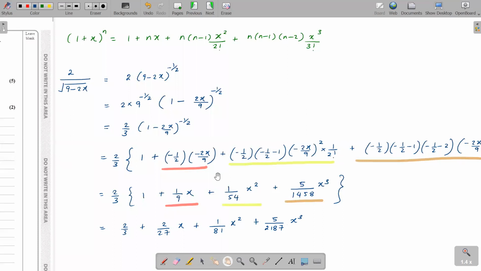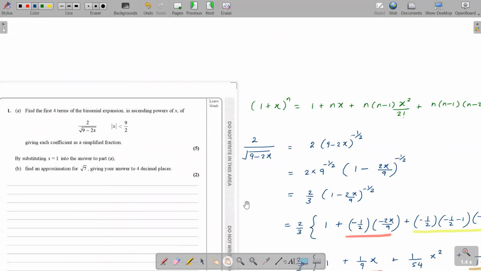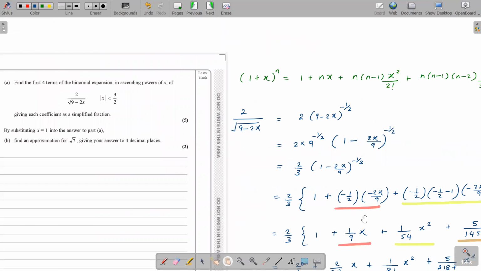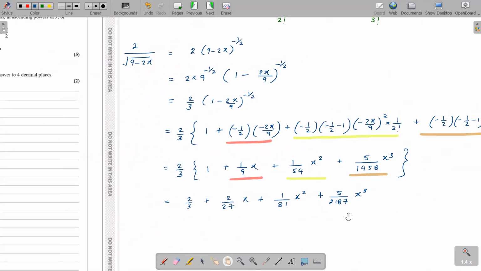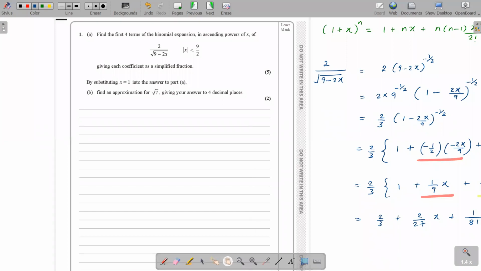Okay, so this is it. I didn't show this part with the multiplication. It's quite simple. You can multiply it with the calculator and get the answer. So this is the answer for part A, giving each coefficient as a simplified fraction. Is this okay? Okay, moving on to part B.